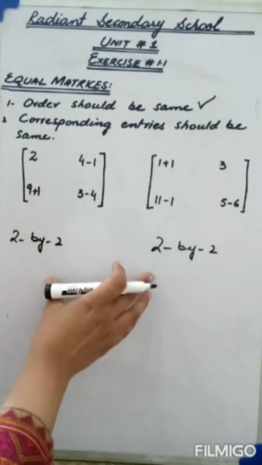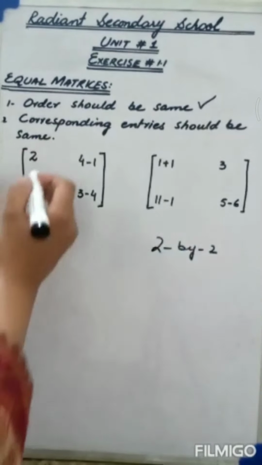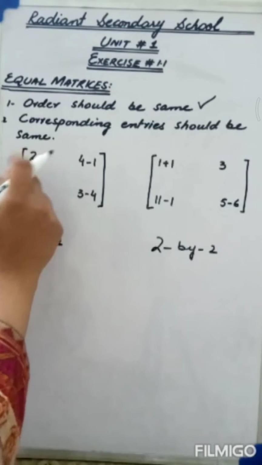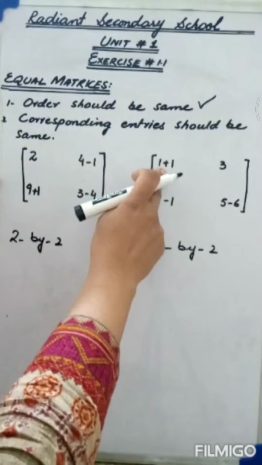Now we will check the second condition, that is, corresponding entries should be the same. Okay, first this is 2. So what is the corresponding entry of this matrix? That is 1 plus 1, and it equals 2.